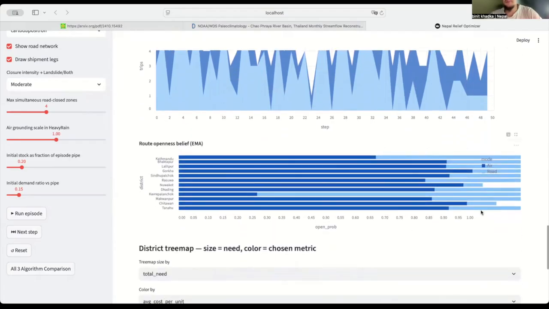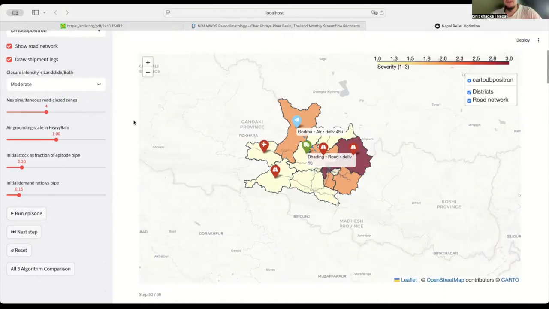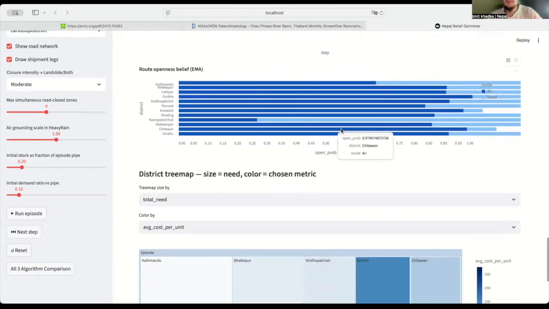And this is the belief head. As you can see, we have the zone Chitwan where the roads were blocked. Similarly, we can see the prediction for Chitwan: the probability of the road being open was just 0.10. So like this, the agent will predict, based on forecasting, which zone will be blocked. We got this from the RNN belief head.